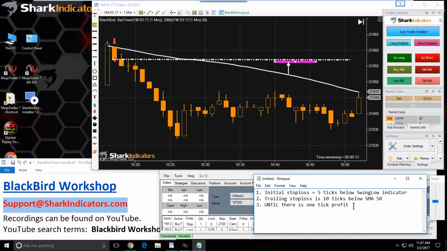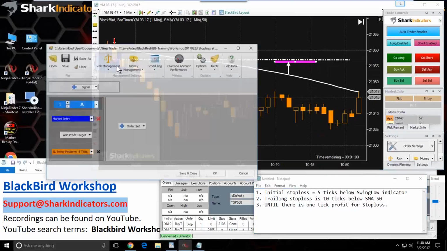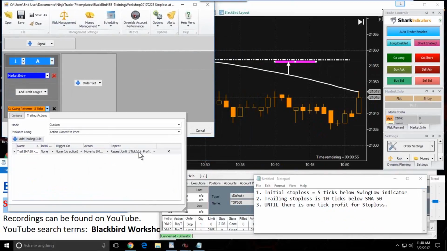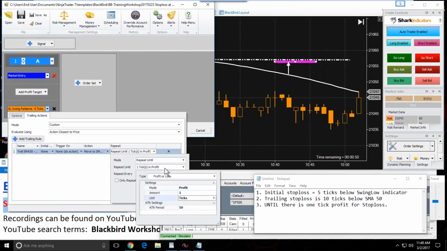So one tick of profit for the stop loss versus one tick of profit for the trade. All right, so let's get this open again here. Last week I had set it up using the profit or loss to get one tick of profit, but that's the profit of the trade. That's not the stop loss profit.